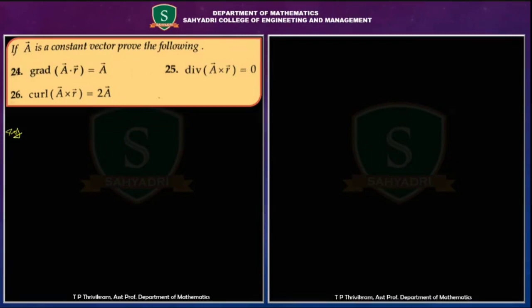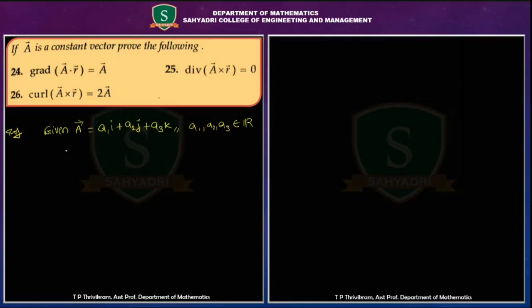Here he has given, if capital A is a constant vector, then prove the following. That means R is a variable vector. I am taking this vector A as A1 i plus A2 j plus A3 k, where A1, A2, A3 belong to real numbers.